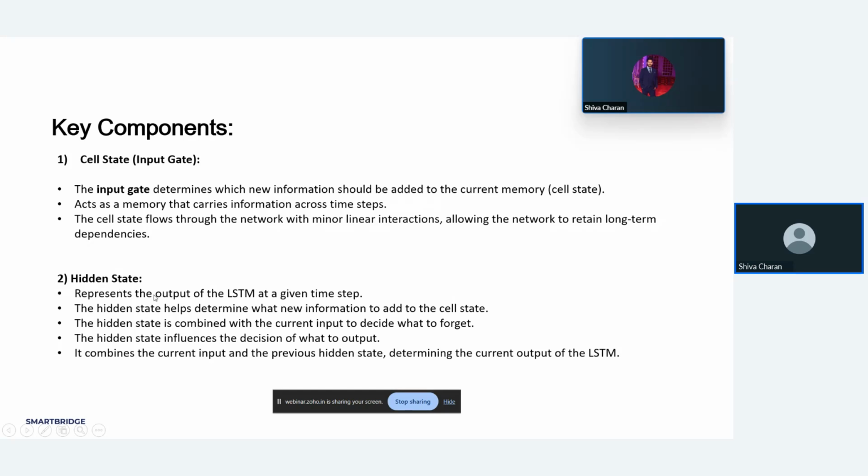Hidden state represents the output of LSTM, helps determine what new information to add to the cell state, and is combined with the current input to decide what to forget. The hidden state also influences the decision of output, and it combines the current input and the previous hidden state, determining the current output of the LSTM.